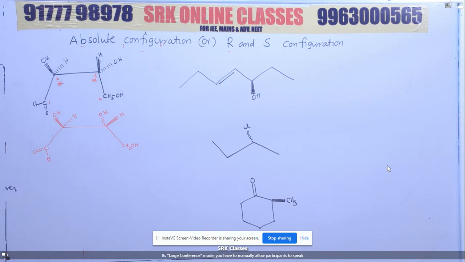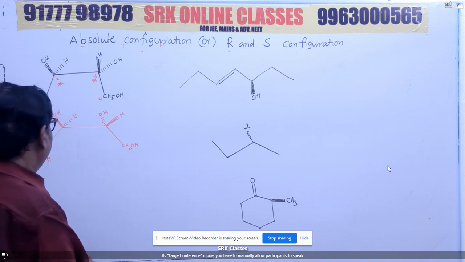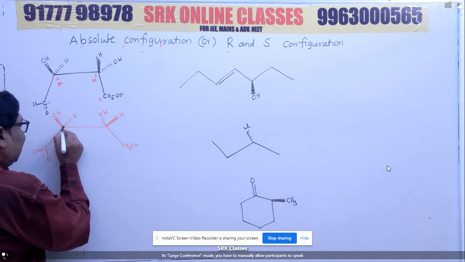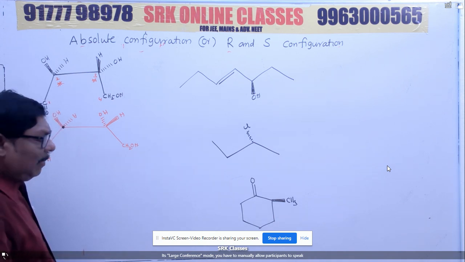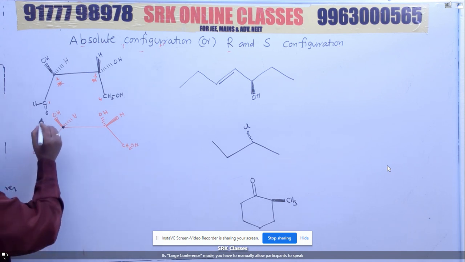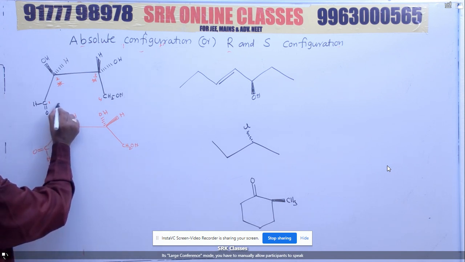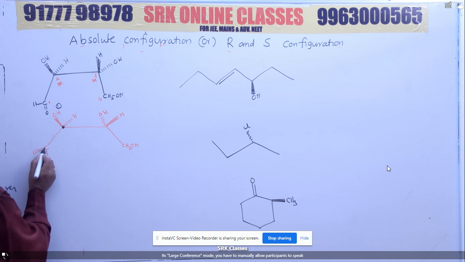Now, first chiral carbon I am taking, this chiral carbon. I am writing the priority for this one. Oxygen 8, first priority. Carbon is attached with 2 oxygens. Carbon is attached with only 1. Therefore, this is 2. And the remaining group is considered to be 3.